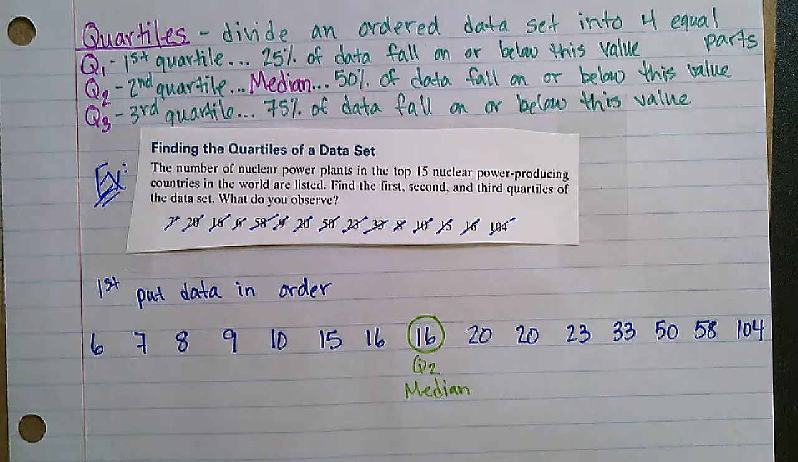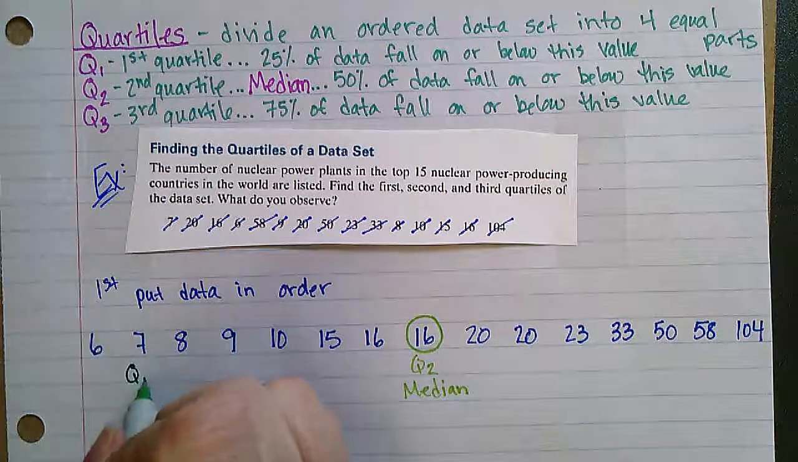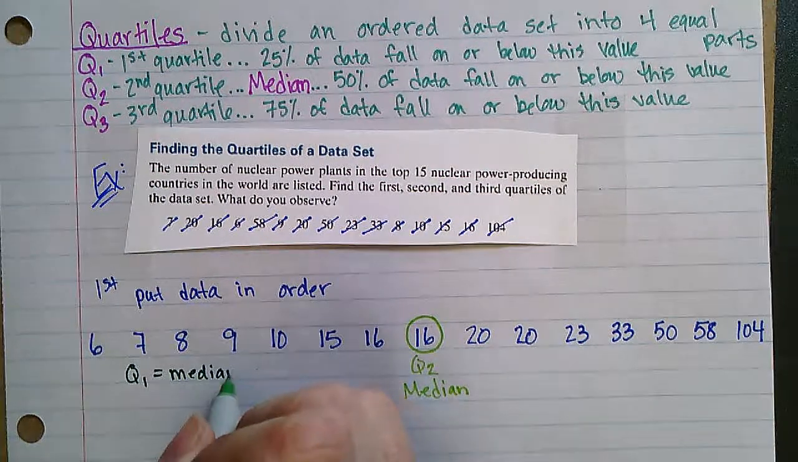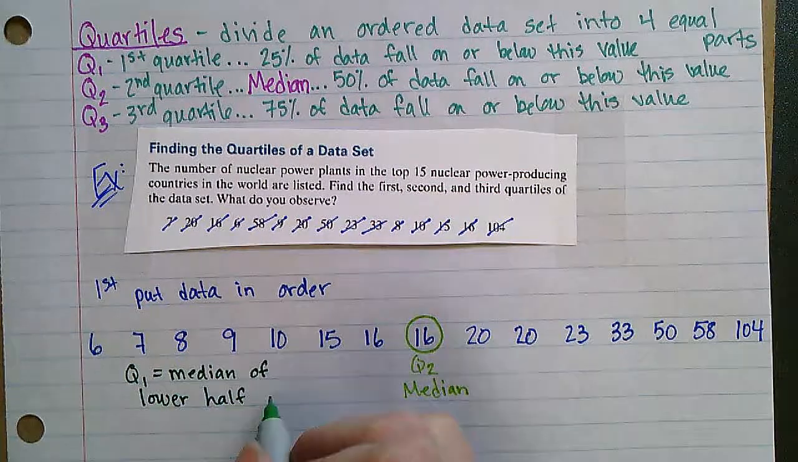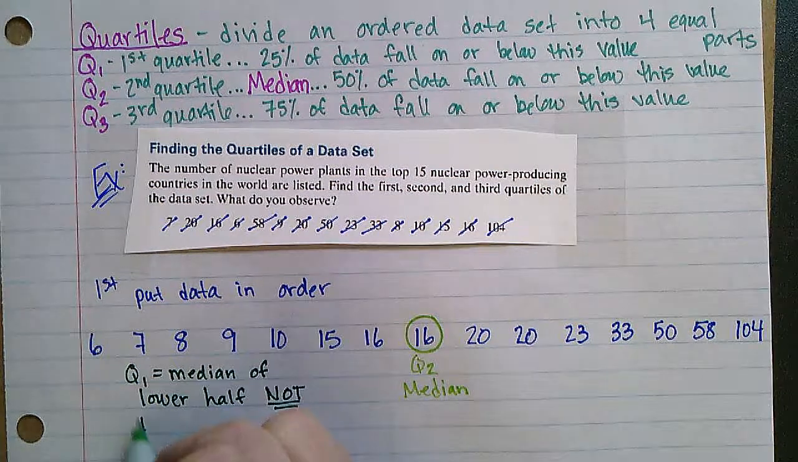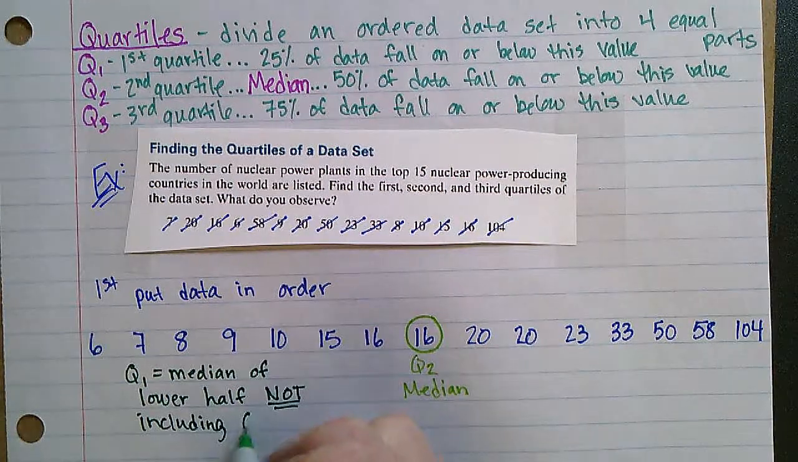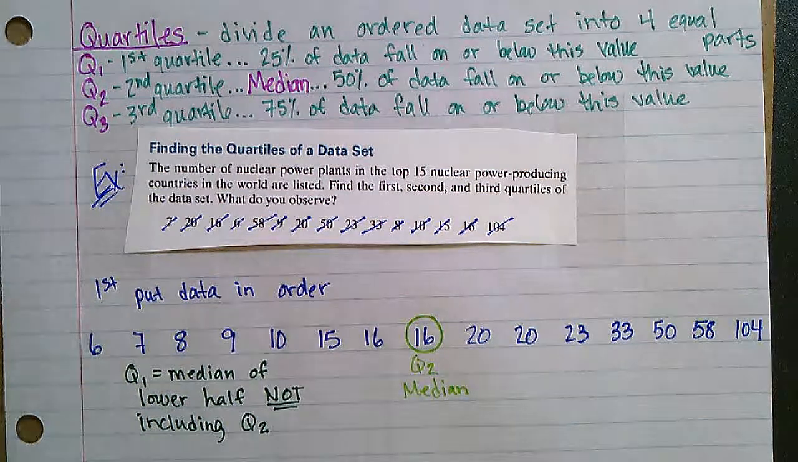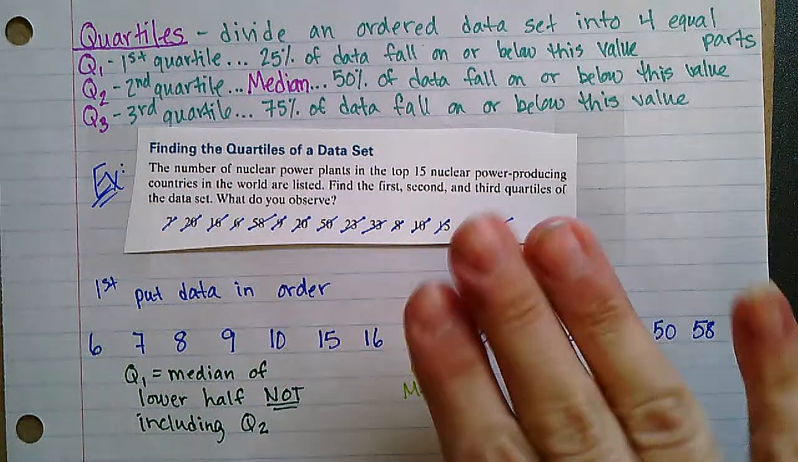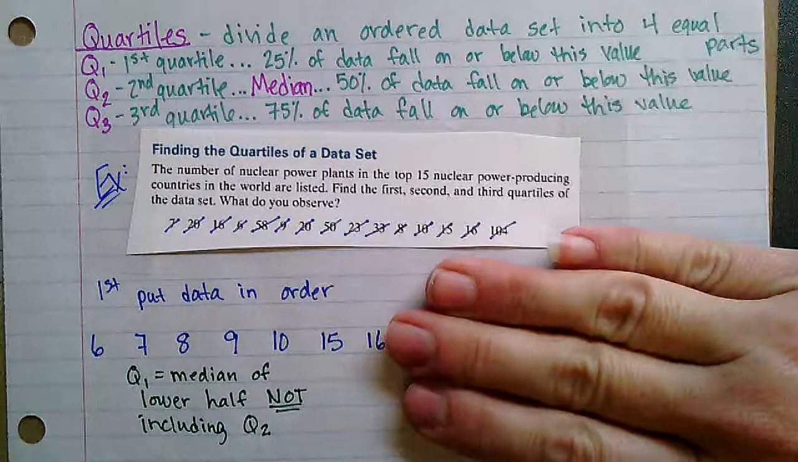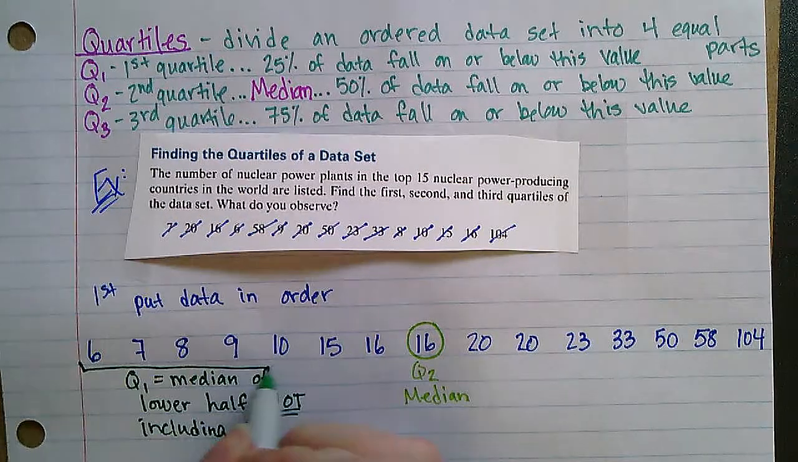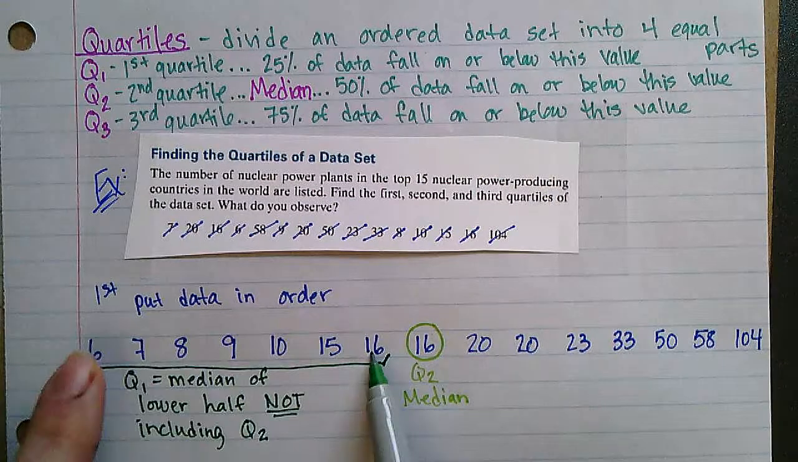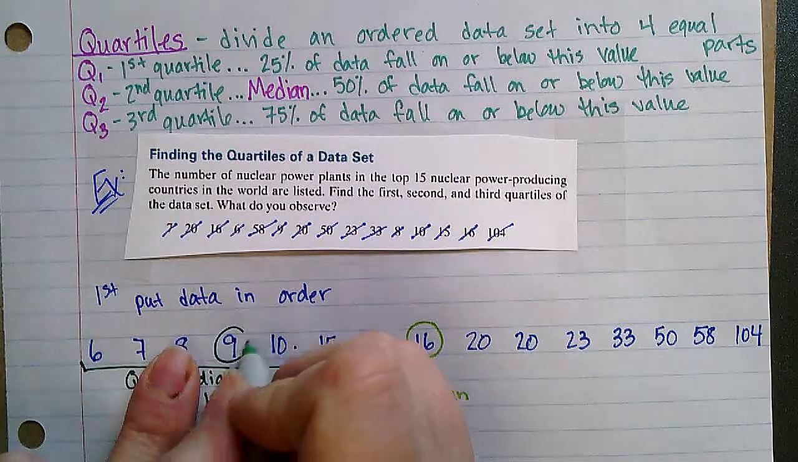And then to figure out where Q1 and Q3 are, Q1 is going to be the median of the lower half, not including Q2 or the median. So what we do is we ignore from the median up. So all of that data doesn't count right now. And then we're finding the median of just these values. So we go to the middle, and this right here would be Q1.